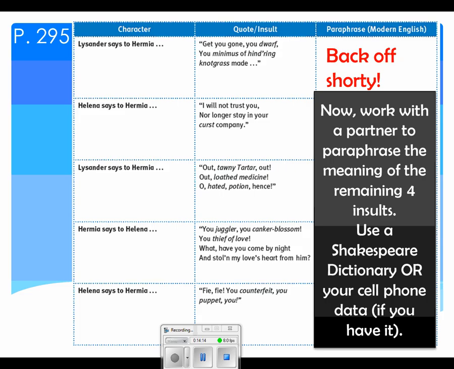5, 4, 3, 2, 1. If you're chatting, please stop. If you're chatting, please stop. I need you to take your phones and put them away. You're not going to be using them anymore today. Just kind of a heads up.